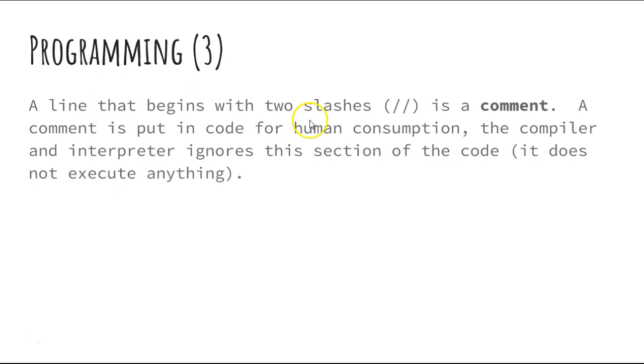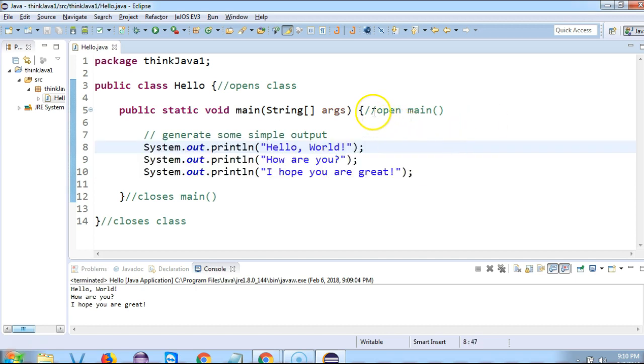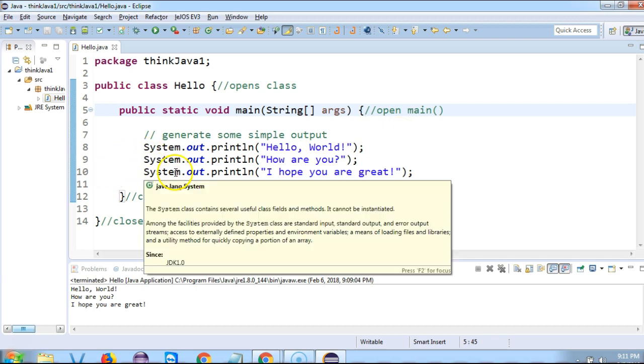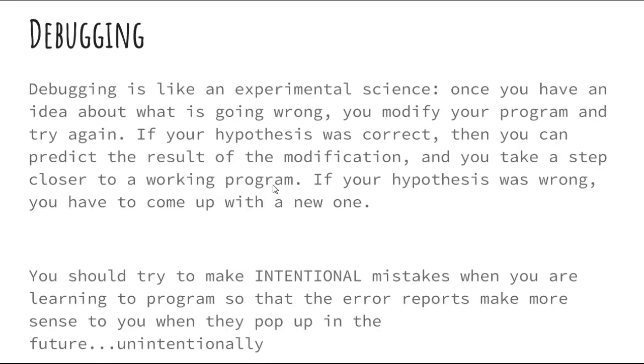Right? So a line that begins with the 2 slashes is a comment. It's also known as a single line comment. You'll notice that I've put them after the brace to denote, hey, what does that brace do? And we also see it above all these print statements. Sometimes we use it like this, where we generate some simple output. So that lets us know that these next lines are for generating simple output. It doesn't really execute anything, it just lets us know.